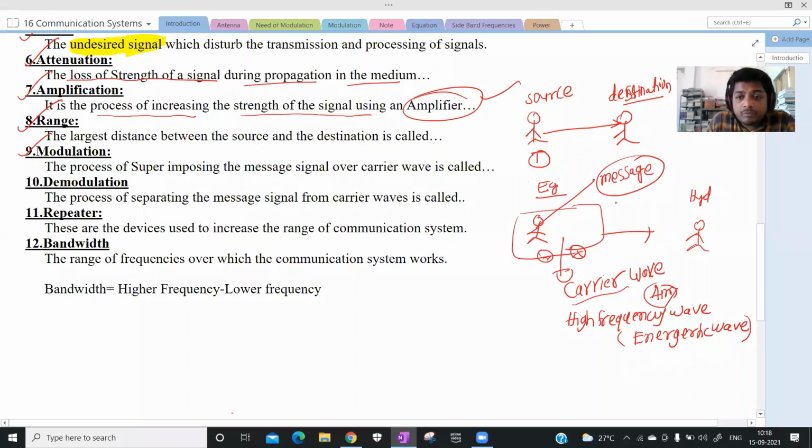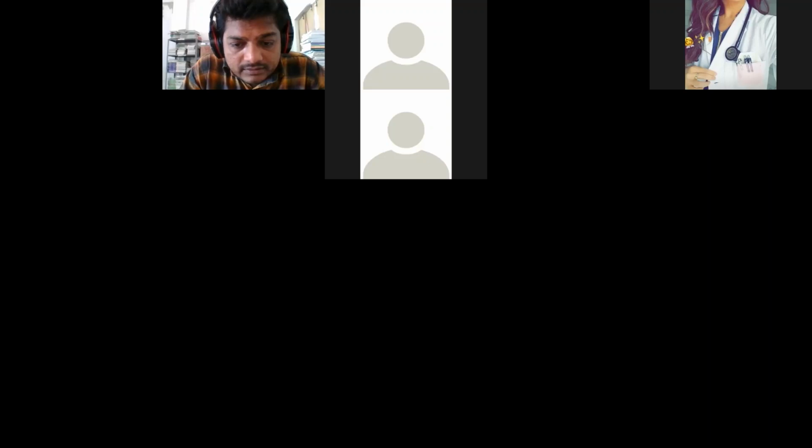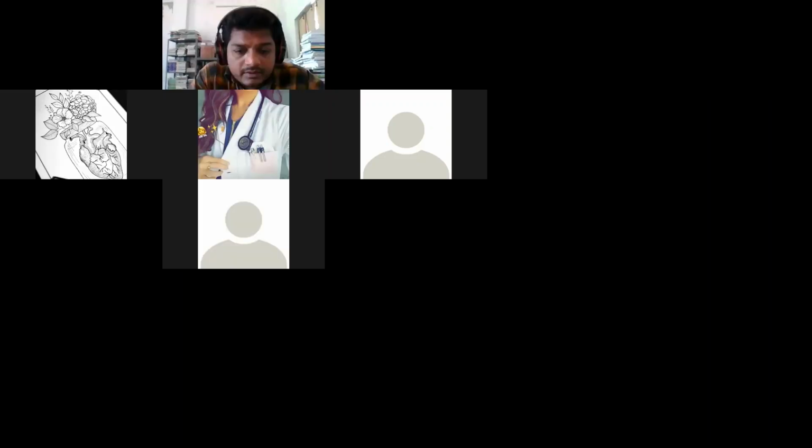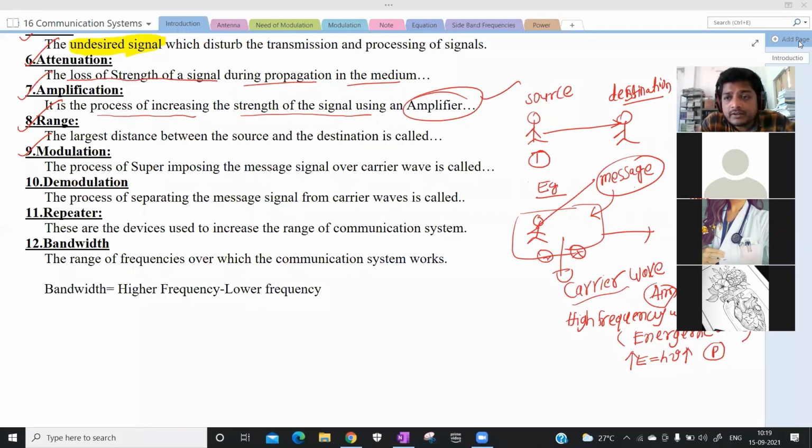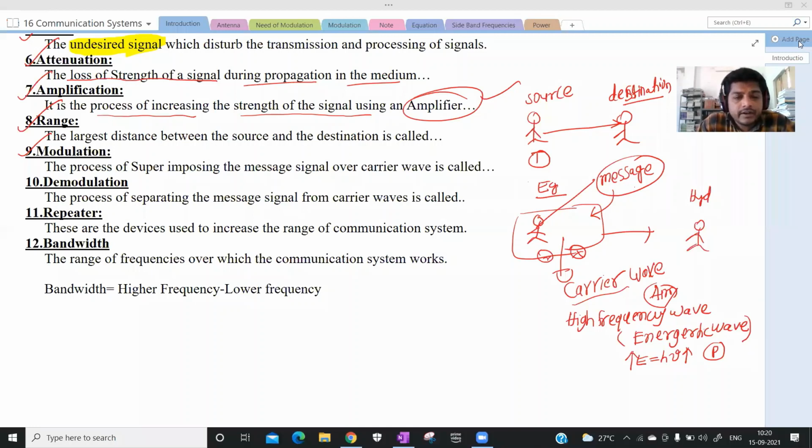So by superimposing the message signal over a carrier wave, this is called modulation, the mixing of the message signal over the carrier. What is modulation? The process of superimposing the message signal over a carrier wave. Whenever we superimpose the message signal over a carrier wave, the strength of the signal will increase, so that it can travel a larger distance. Understood?